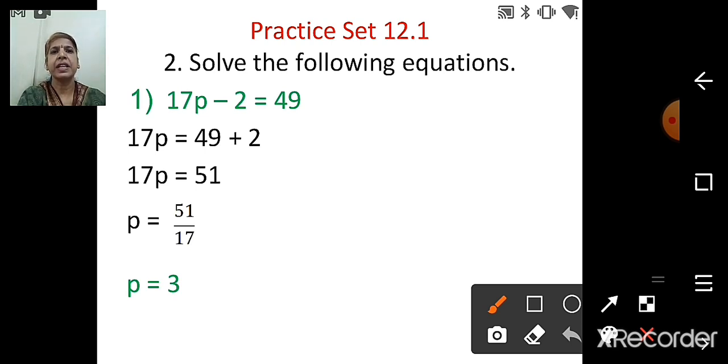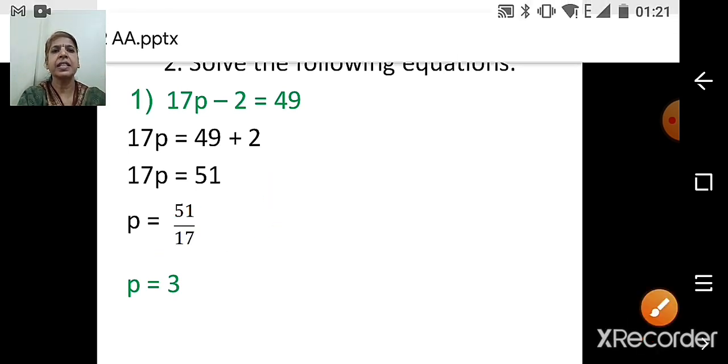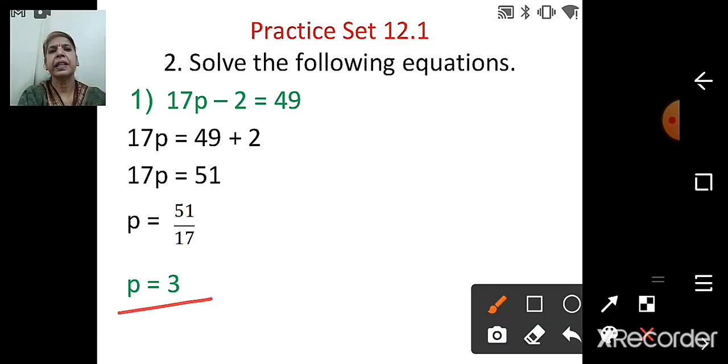So 17 ones are 17, 17 threes are 51. So the answer is p is equal to 3. So the solution is p is equal to 3. Now children, you can also substitute the value and find whether the given answer is correct. So verification also you can do.